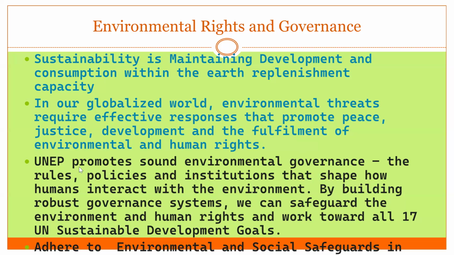United Nations Environment Program promotes sound environmental governance. The rules, policies, and institutions that shape how human interests interact with the environment. By building robust governance systems, we can safeguard the environment and human rights and work towards all 17 UN Sustainable Development Goals. Adhere to environment and social safeguards in all developments.